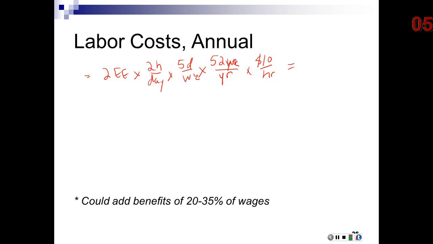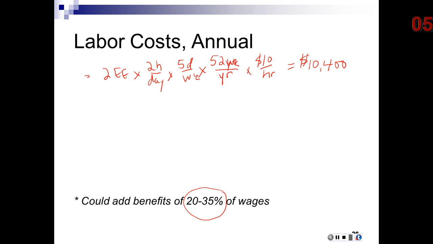Multiplying those together, once you have that laid out, the cost for labor annually for this particular 2 hour per day task is $10,400. You could, if you so desire, know that benefits beyond the basic salary are typically 20 to 35% of wages.